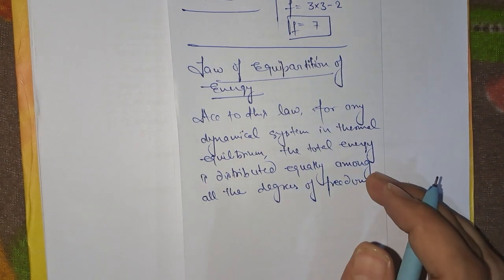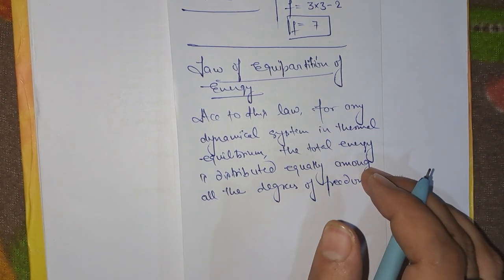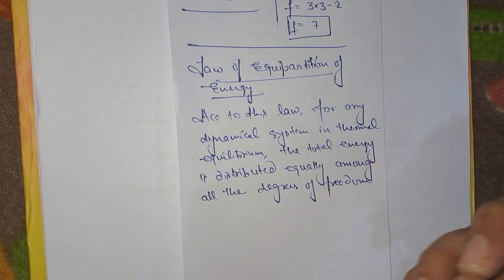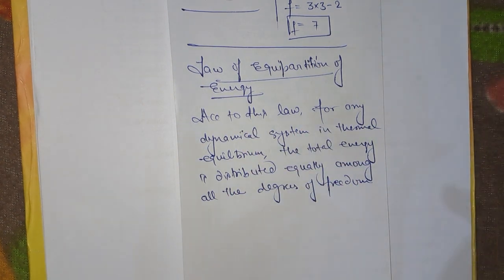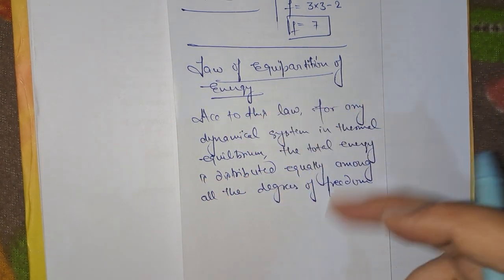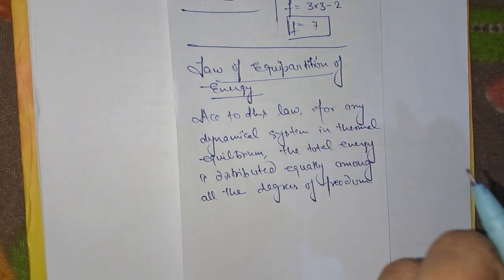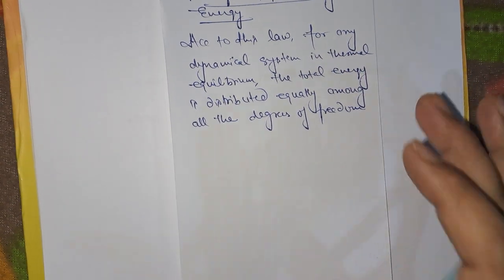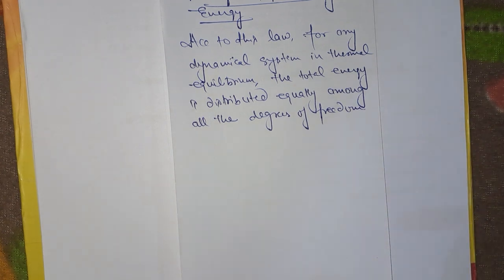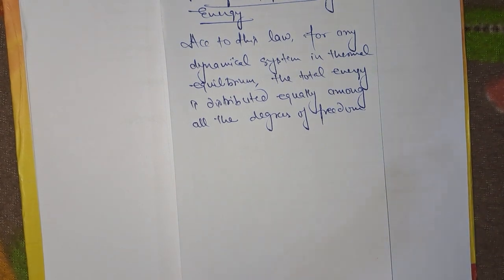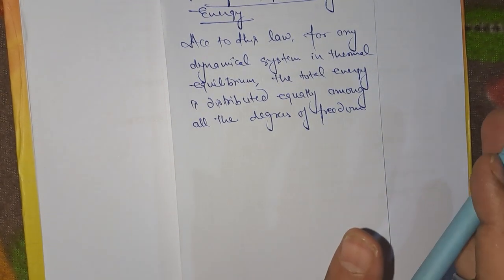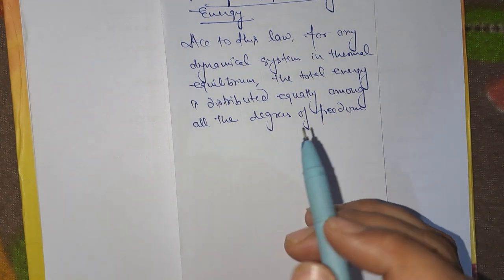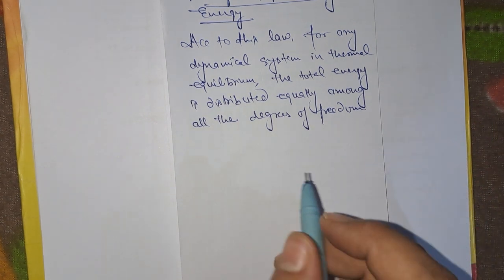Means whatever be the degrees of freedom, whether it is 2, 3, 6, 7, as per the particle's kinetic energy, potential energy, vibrational energy, rotational motion, translation motion, or whatever be the degree of freedom of the particle of the system of the gas, the energy is equally divided between the particles and whatever be the degree of freedom.